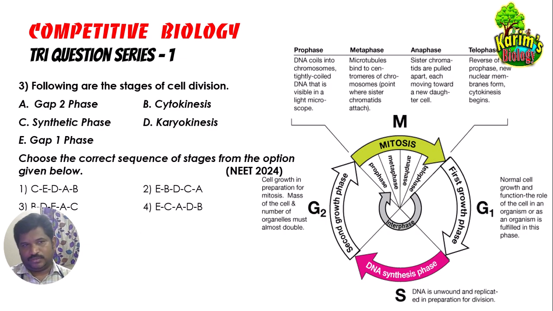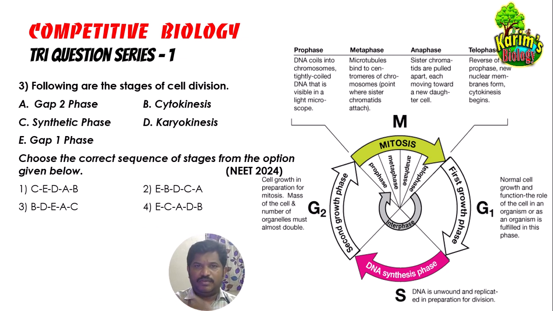Now the third question. Following are the stages of cell division. They have already been given, but in a zigzag manner. A, gap 2 phase, B, cytokinesis, C, synthetic phase, D, karyokinesis, E, gap 1 phase. Choose the correct sequence of stages from the options given below. Okay, so these are the stages of the cell cycle, and you have to arrange these stages in a proper order.